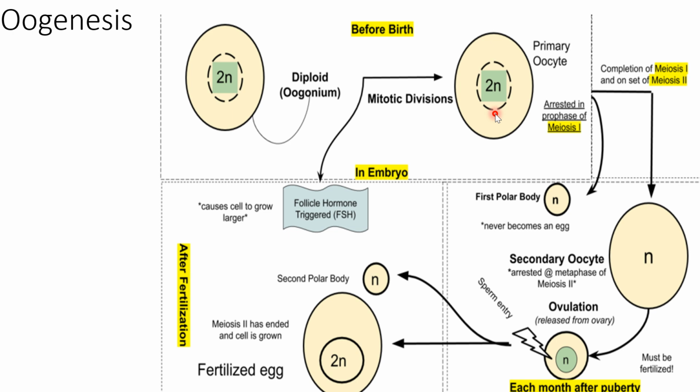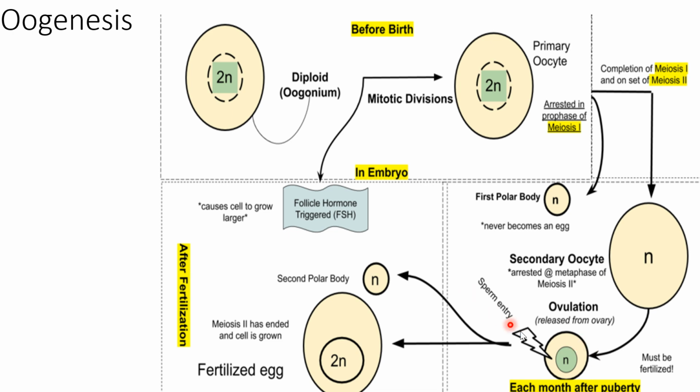After mitosis, meiosis 1 is going to occur, but it's just going to stall at that point. Then completion of meiosis 1 and beginning of meiosis 2 will occur once puberty has occurred in the female. Each month after puberty, that secondary oocyte, which is formed through meiosis 2, is going to stall again. And when ovulation occurs, it will be released. That's when fertilization is going to occur.